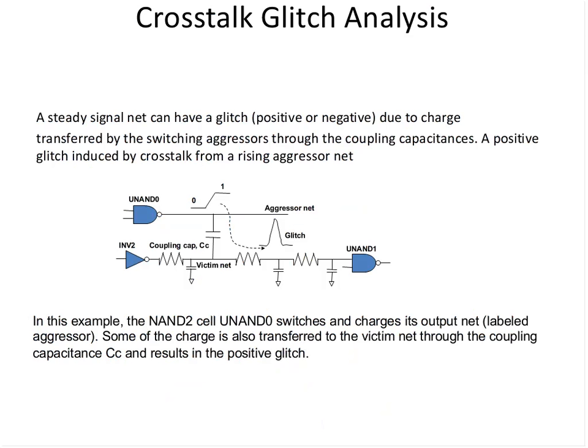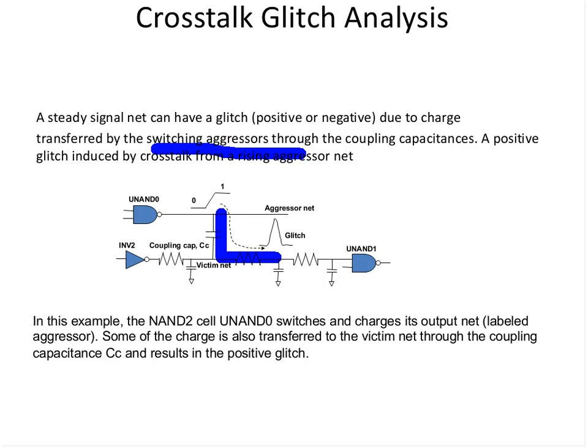Right. Now let us discuss more about crosstalk glitch. Glitch or noise is the same thing, we use them interchangeably for noise analysis. Remember that a glitch is caused on a steady state net, the net which is holding its value, and if a glitch is observed on that net because of the coupling capacitance to the aggressor, this effect is called glitching or noise. A steady state signal net can have a glitch, positive or negative, due to charge transfer by the switching aggressor through the coupling capacitance. A positive glitch is induced by crosstalk from, see here, this NAND gate is changing its value, so it's an aggressor net. There is a coupling capacitance CC with respect to the victim net, and the 0 to 1 here can cause a rising glitch, a positive glitch at this NAND because of the charge sharing at the victim NAND.